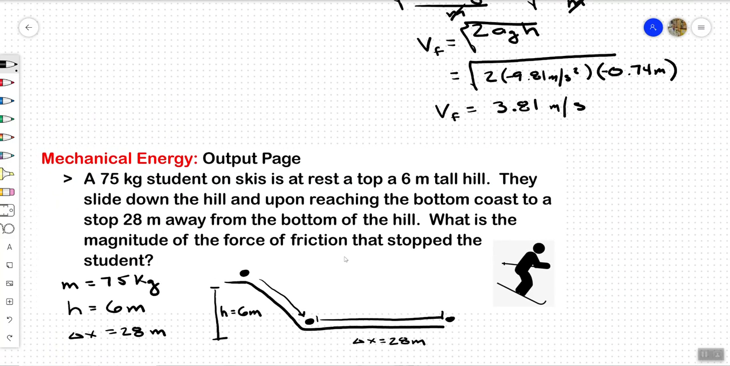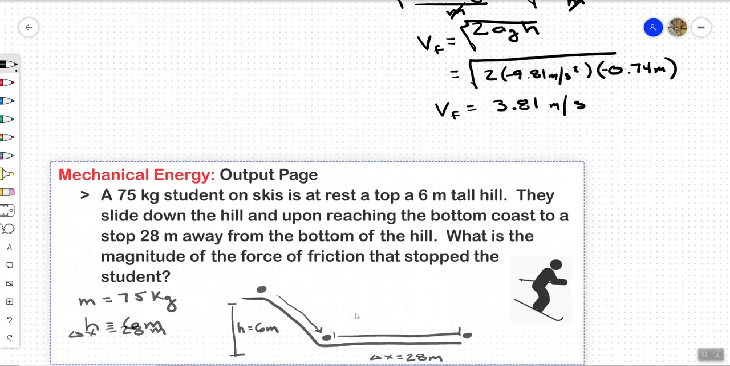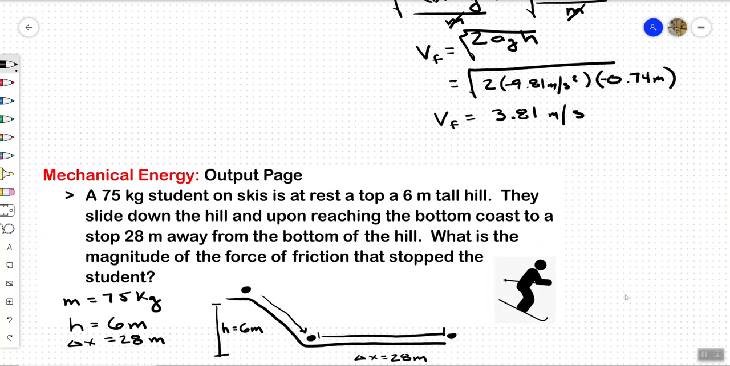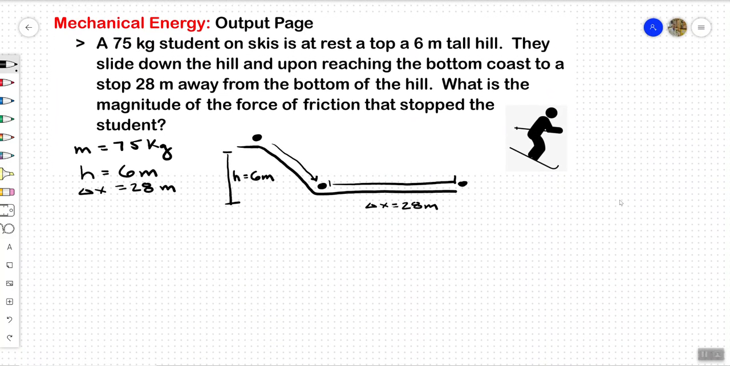Okay, so let's look at one that has a little more to it. It says a 75 kilogram student is on skis at rest atop a 6 meter high hill. They slide down the 6 meters, and then when they get to the bottom, they coast, and it takes them 28 meters before they come to a complete stop. It asks us, what is the magnitude of the force of friction that stopped the student?